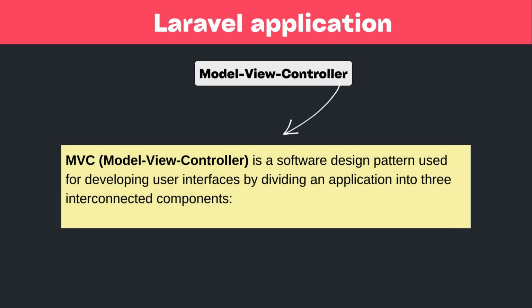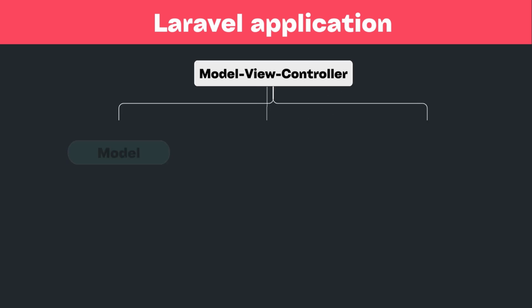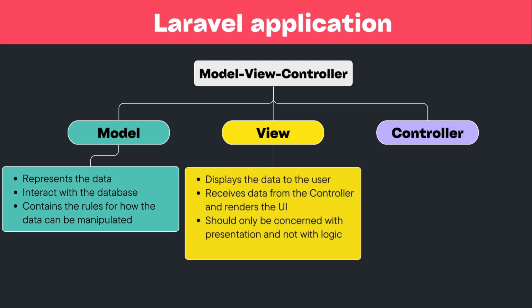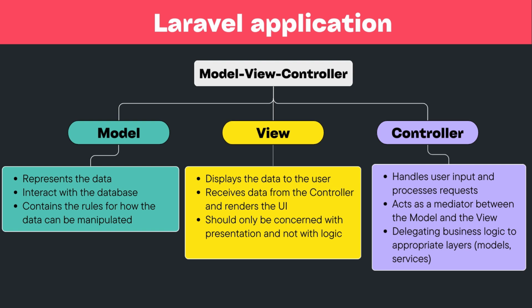Laravel follows the Model View Controller (MVC) design pattern. This means the model represents data and usually interacts with the database. The view is responsible for displaying data, like HTML. The controller acts as an intermediary between the model and the view. It processes user input, calls specific methods to manipulate data, and returns the appropriate output.